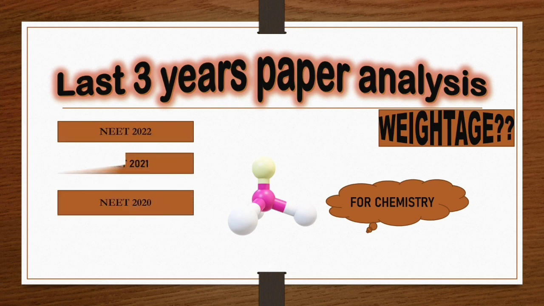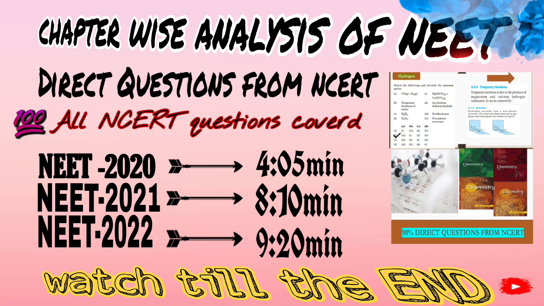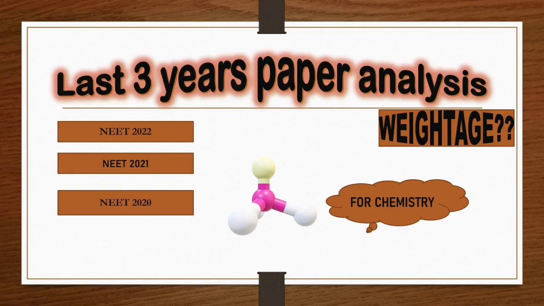So today I'm here to talk about the last 3 years paper analysis, that is NEET 2020, NEET 2021 and NEET 2022. As we all know that chemistry is a very important subject and used to be one of my favorites because it is very easy to score once you know the thing. You can score. And there are no really big calculations as compared to physics. So, without any further ado, let's get started.